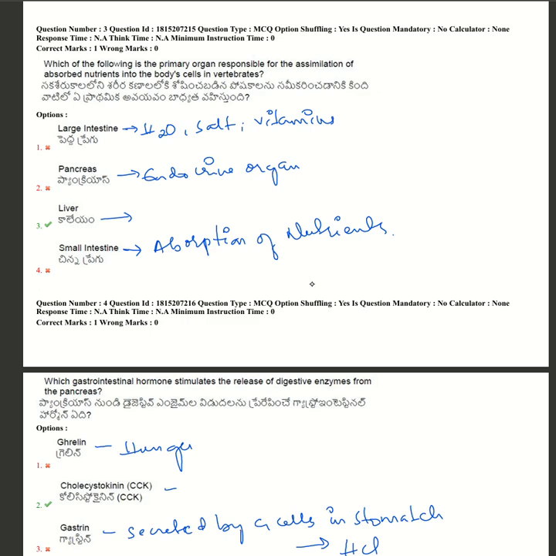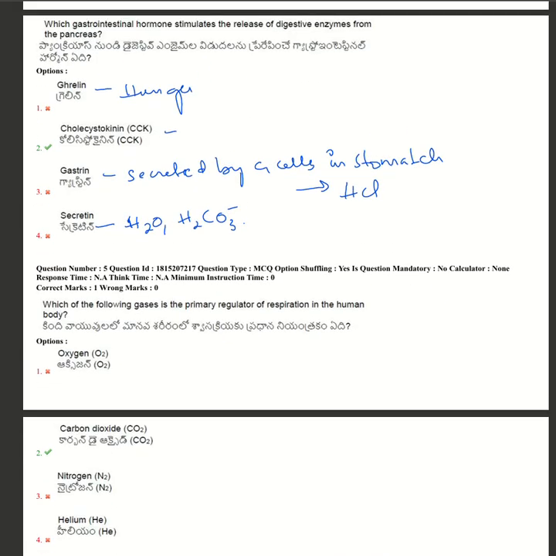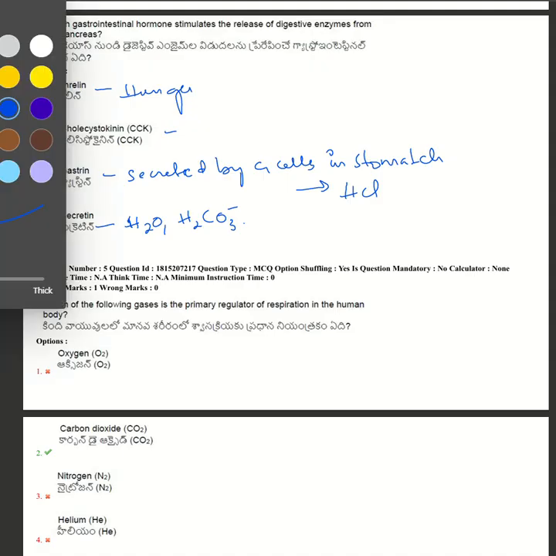In the small intestine, there is absorption of nutrients, and the liver is involved in the assimilation. The small intestine is also involved in the absorption of nutrients. But assimilation of absorbed nutrients is done by the liver in the body. Okay. Now next question.